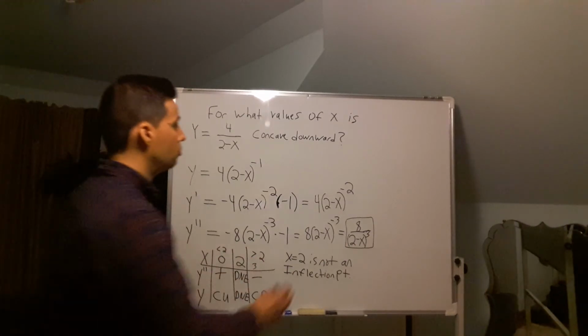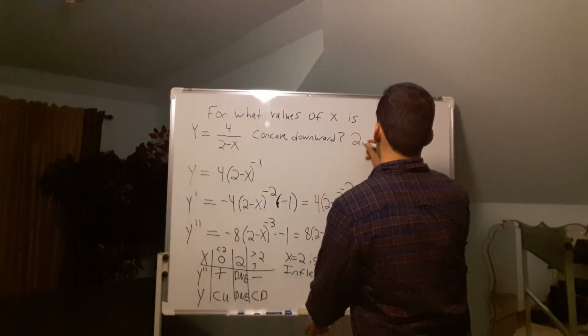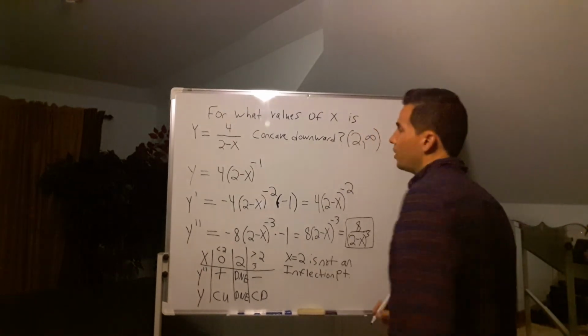Okay, but the question is just asking when is the function going to be concave downward, so whenever x is more than 2. So let's write it as 2 to infinity. Okay, thank you.